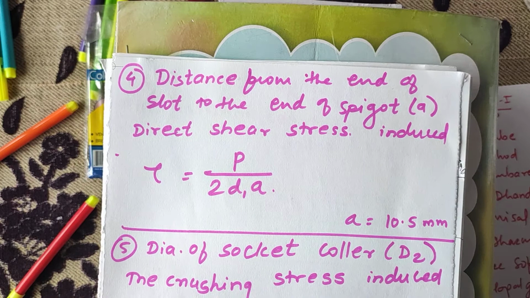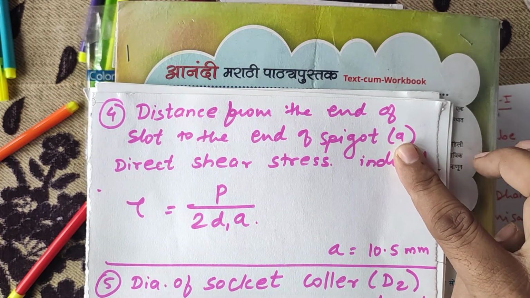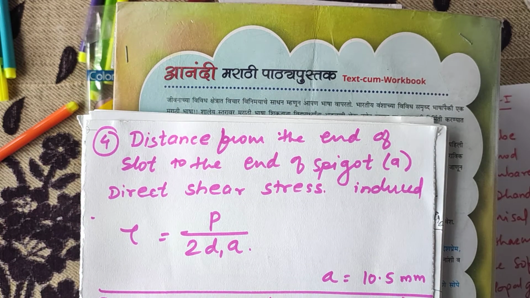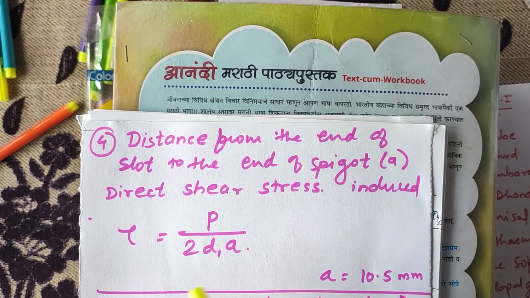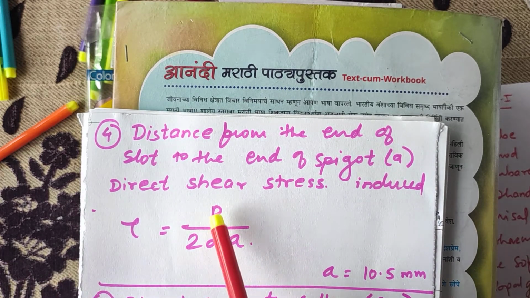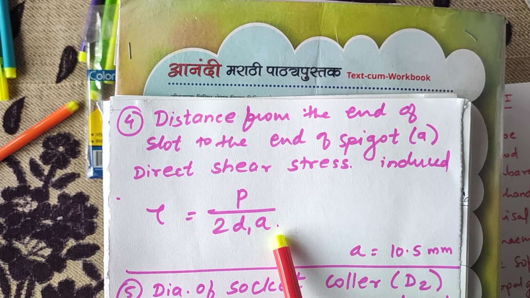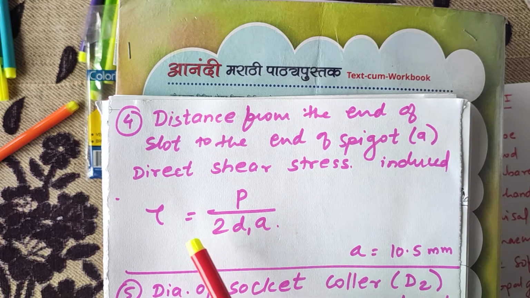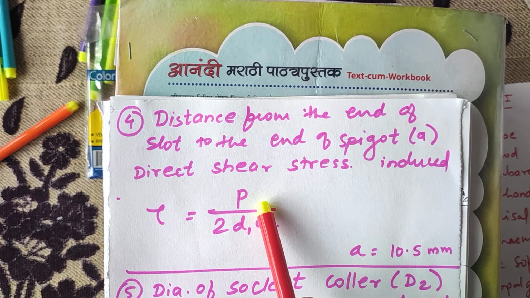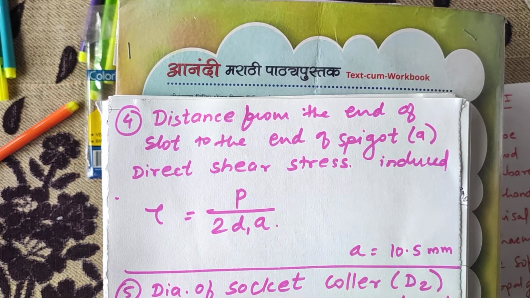Next is the distance from the end of the slot to the end of the spigot, that is the distance A. For this distance A, we consider the direct shear stress induced in the slot. So tau equal to P upon 2 times D1 into A. If you put the value of tau, P and D1, you will get the value of A here.